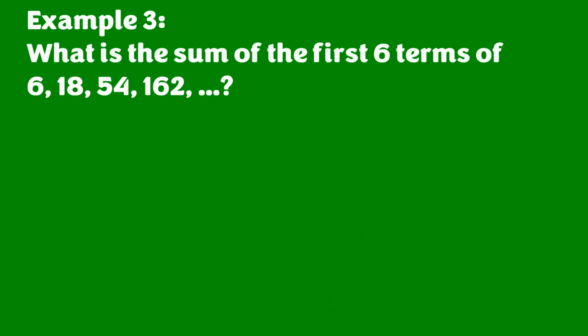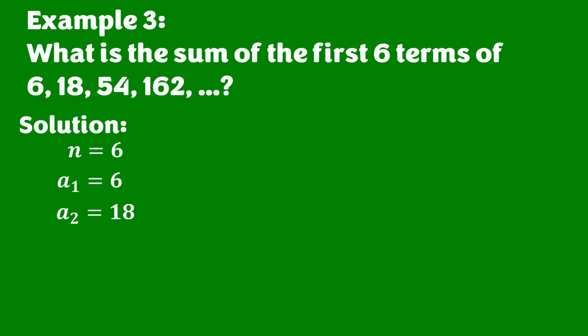For example number 3, what is the sum of the first six terms of 6, 18, 54, 162, and so on? So for the solution, the value of n is 6, since we were asked to determine the sum of the first six terms of the given geometric sequence. And a sub 1 is 6. That is the first term. And the second term is 18.